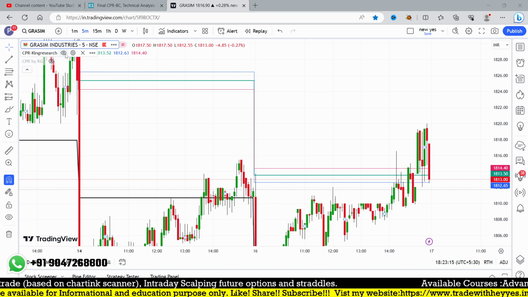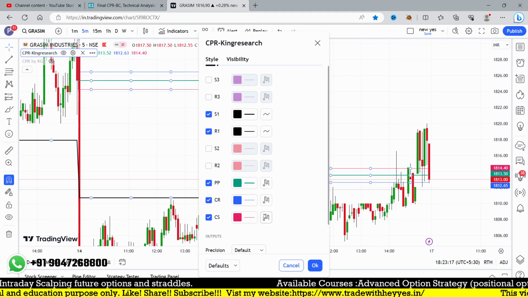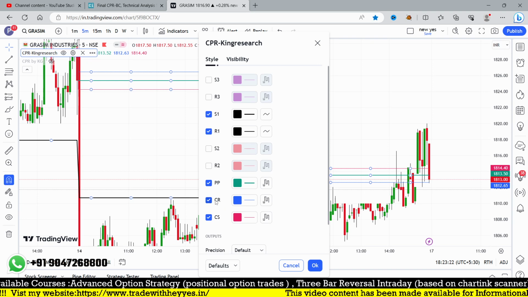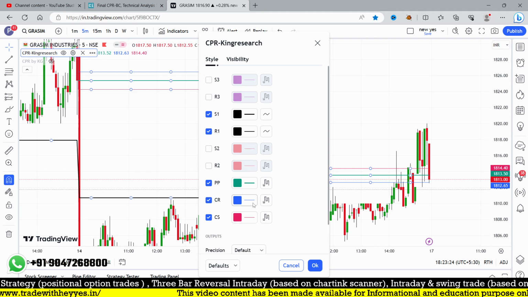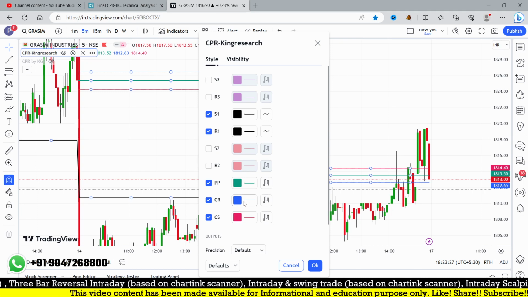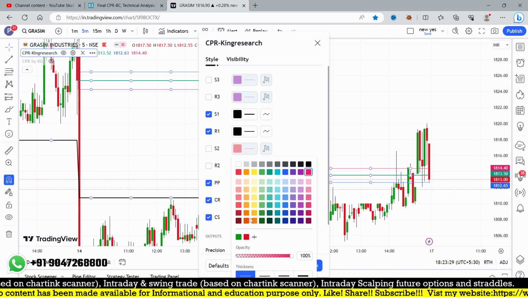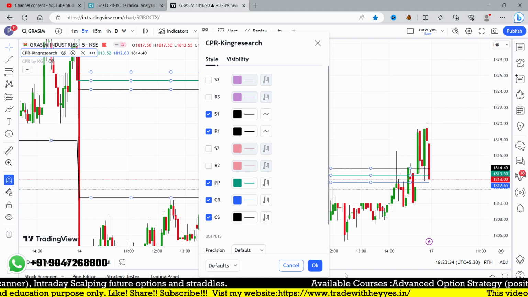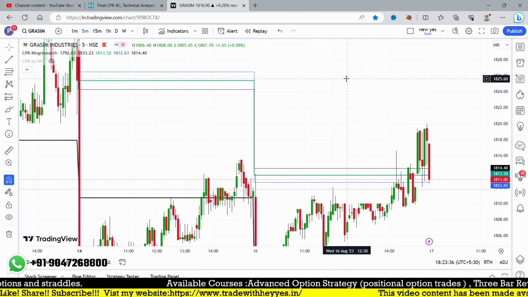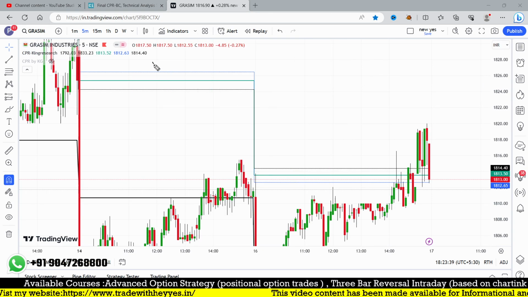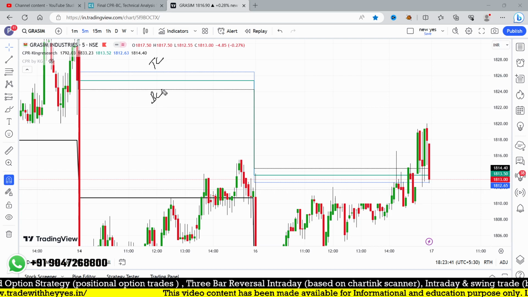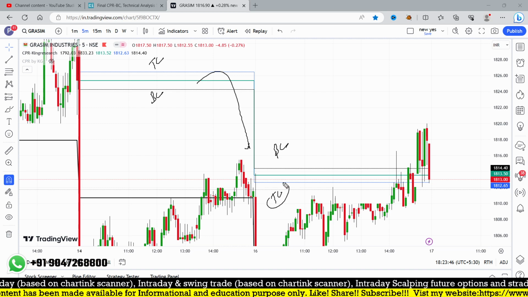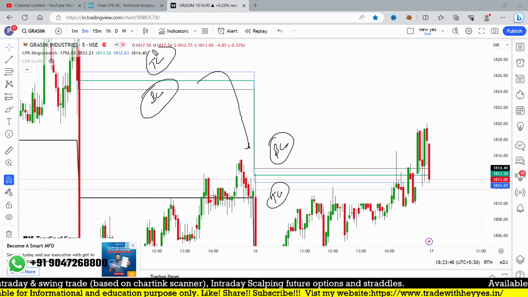Let me check the color CPR, maybe support and resistance like that. This blue line should be the top central, that is the TC. And this pink line, or we can change it to black, should be the BC. Hope you got it. Here is the TC, there is the BC, but the next day you can look at the BC here and TC here. This is the important point which I'm going to explain.